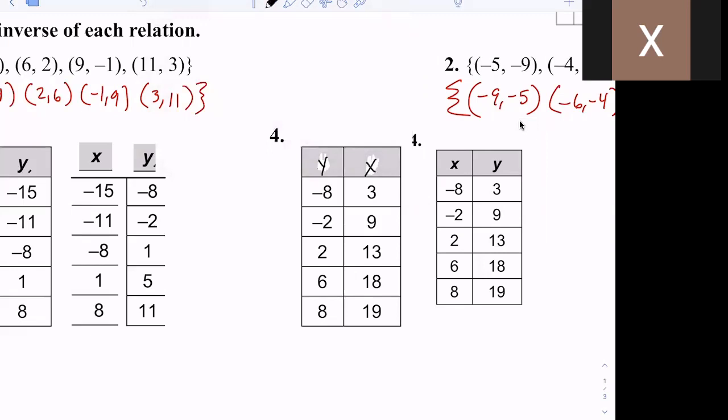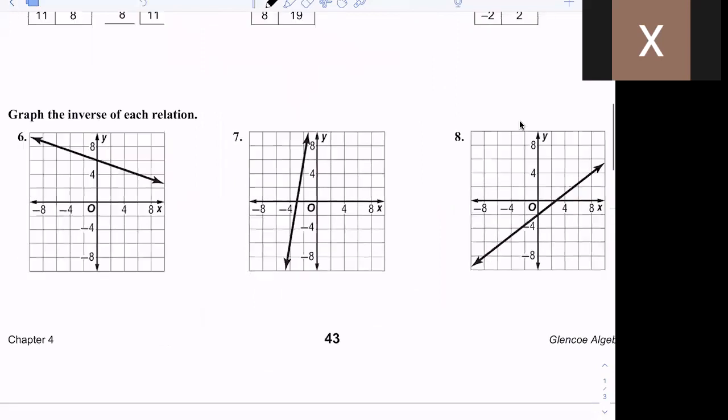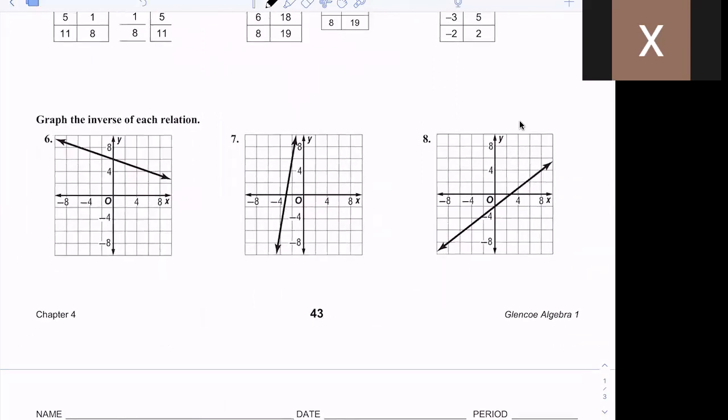That's my x. All right, I like that idea too. But again, listen, it's kind of funny. That's all there is for the inverse, is switching the x and y. Now, for some reason, I don't understand again why, but now we're going to have to graph the inverse.